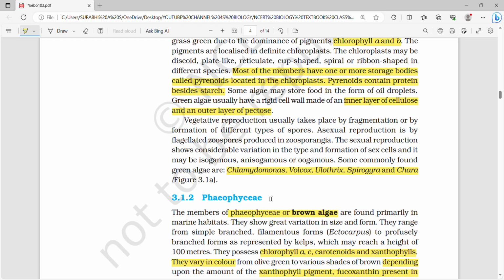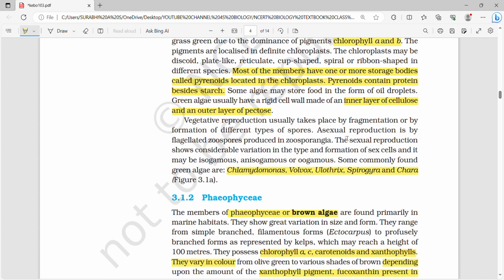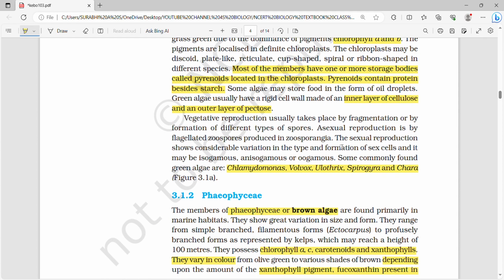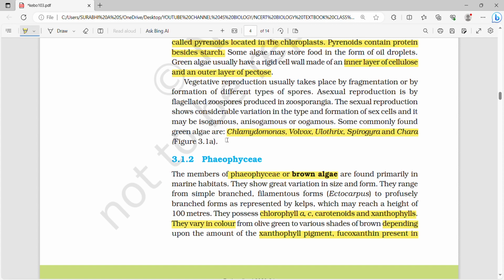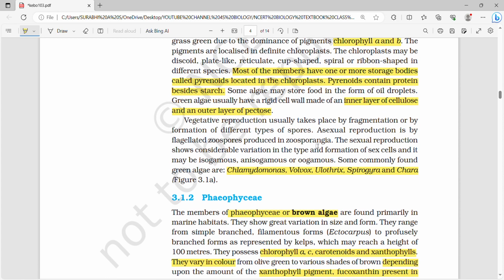Then most of the members have one or more storage bodies called pyrenoids. In Chlorophyceae, pyrenoids are present in the chloroplast and they are protein besides the starch. Next, the inner layer of the Chlorophyceae cell wall is cellulose and the outer is pectose. The examples you should know: Chlamydomonas, Volvox, Ulothrix, Spirogyra and Chara. These are the examples of Chlorophyceae.